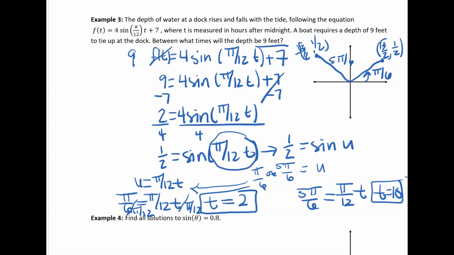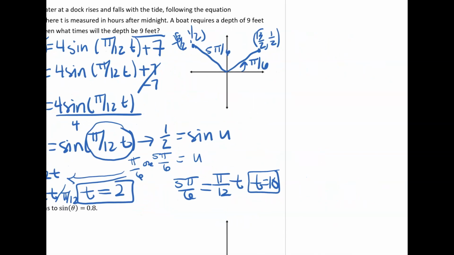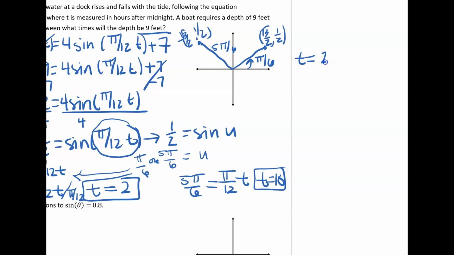Now, this says between what times will the depth be at 9 feet? Now, this is going to occur a couple of times, and so I need to write it as all possible values. So I would say t is equal to 2 plus 24k, because we have 24-hour time periods, and then 10 plus 24k, because we have 24-hour time periods. So every day, 2 and 10 plus 24 hours is going to give us when the depth is 9 feet, because it's cycling through just like your sine function.